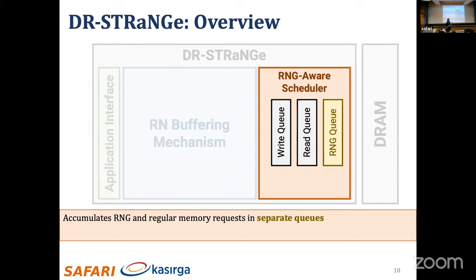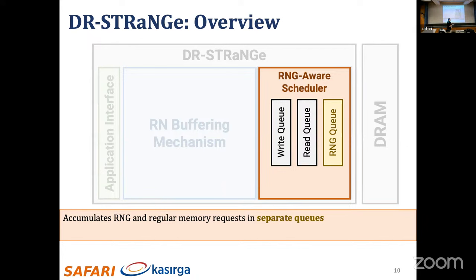Because as you can see, if you had one read queue, all your random number requests and also memory read requests could be queued to one queue, and then you could be seeing some scenarios where you block regular memory requests from these queues. And when you have more queue space by adding this RNG queue, you don't block regular memory requests of applications that do not require random numbers.